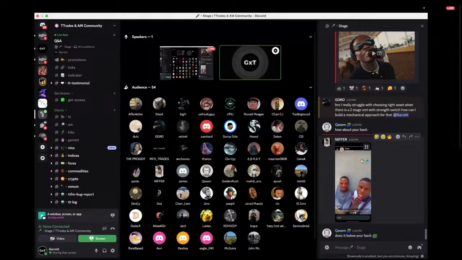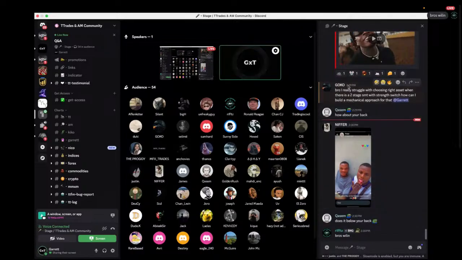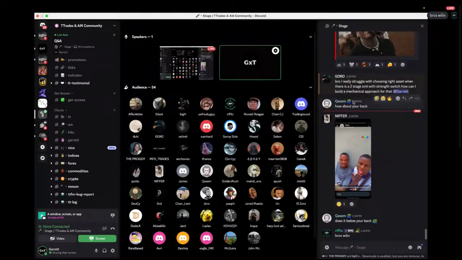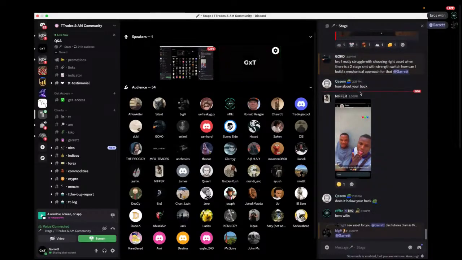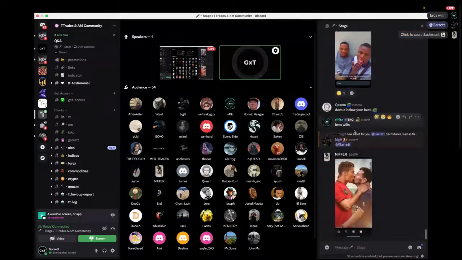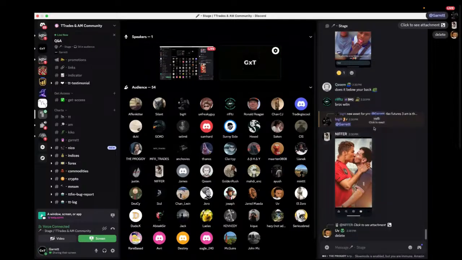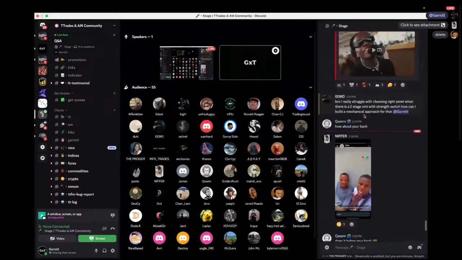I'm really struggling with choosing the right asset, and there is a 2 SMT with strength switching. How can I build? Well, if you actually go look when there's a strength switch, what do we notice? Which market actually expands? Well, both of them do. That's why strength switch is important. So there's always going to be one asset that's generally going to expand further, but they're both going to expand, you know? So it doesn't really matter generally, but it's pretty nuanced.